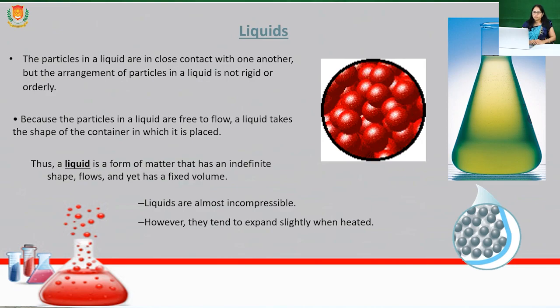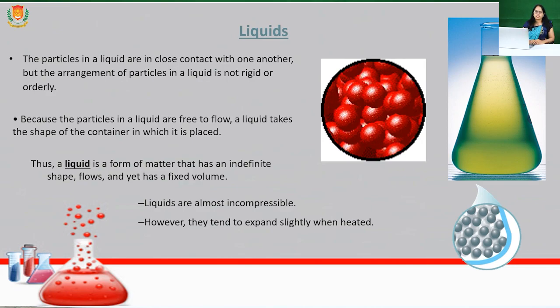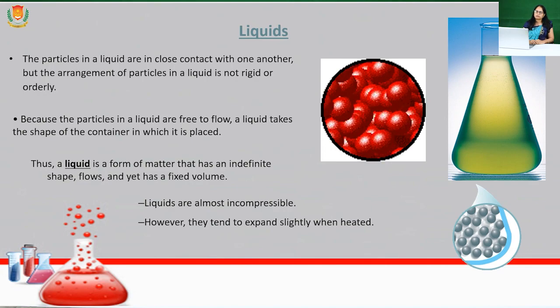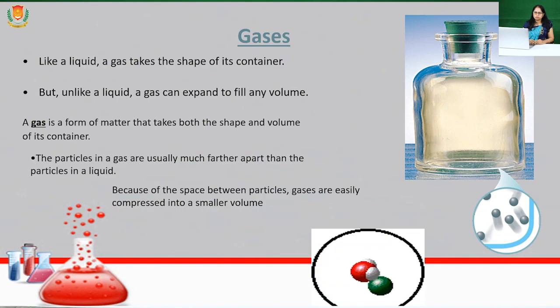The third state of matter is gases. Unlike solids and liquids, gases do not have definite shape and volume. They can expand to any volume and occupy the volume of any container. A gas is a form of matter that takes both the shape and volume of the container.